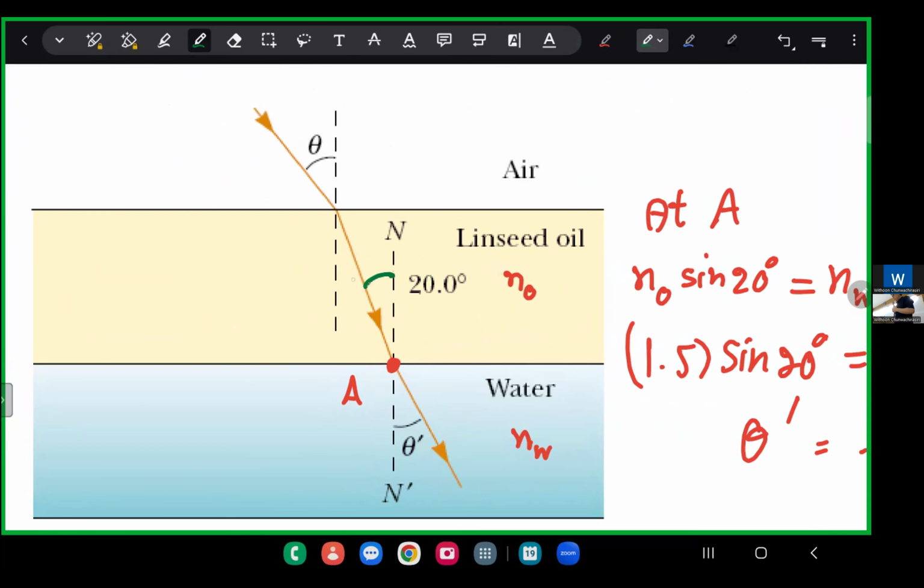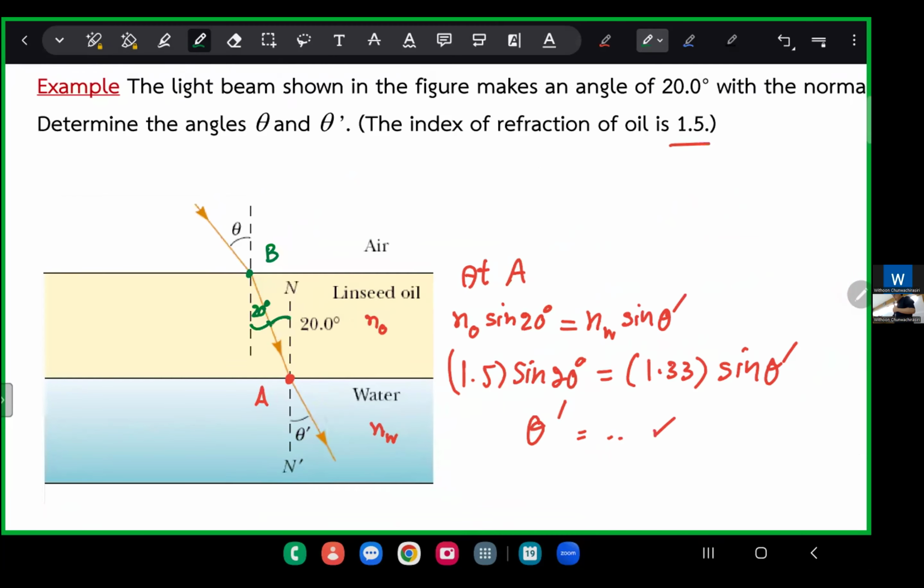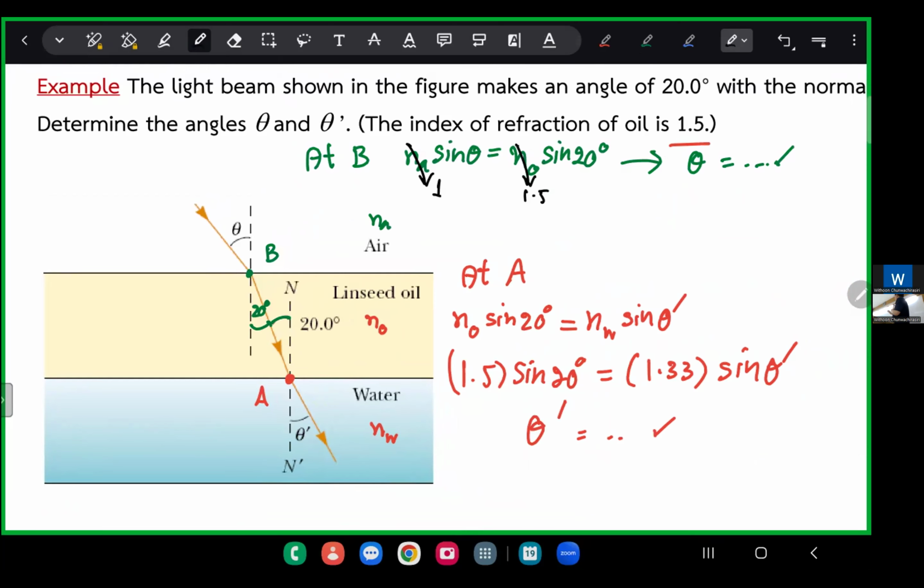If this is 20, this must be 20 as well, the opposite angle. So you can now go up here, look at point B, and do the same thing. At B, you can start from the top, N_A up there. So N_A sine theta must be equal to N oil sine 20. And that's it. From here, theta can be found. You can say N_A is 1, N oil is 1.5, sine 20 is just calculator, and that's it.